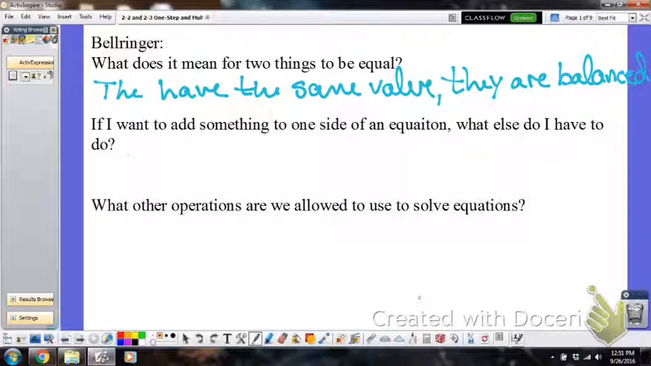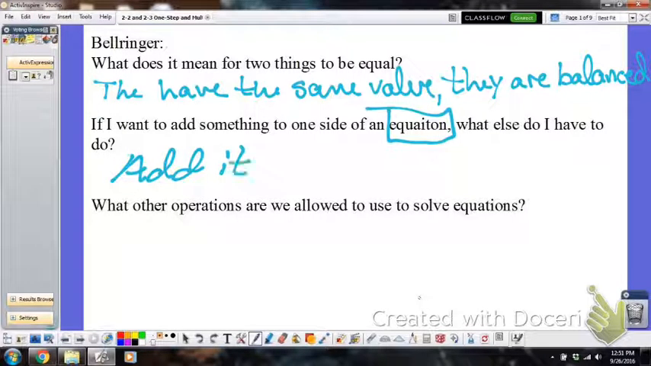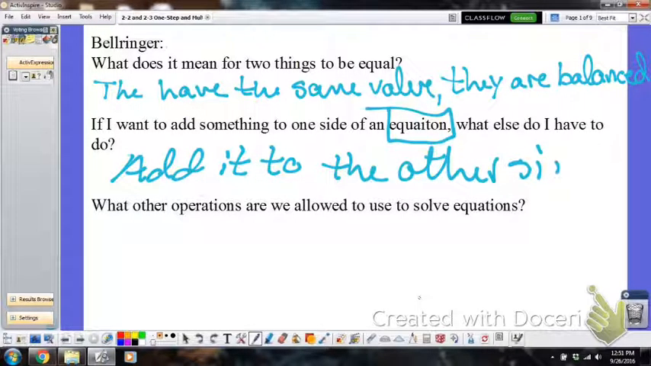The next question asks us, if I want to add something to one side of an equation, what else do I have to do to it? Well, if we were dealing with an equation, then that means we have to keep it balanced. We have to keep it the same on both sides. So if I add something to one side, I had better add it to the other side as well. So I have to add it to both sides.